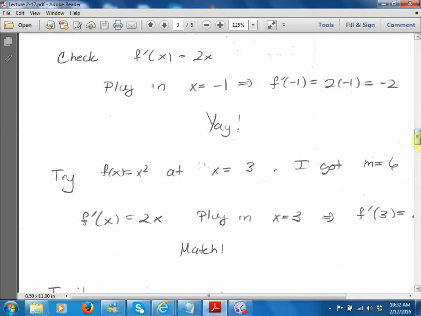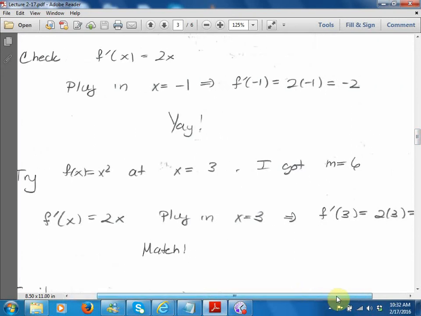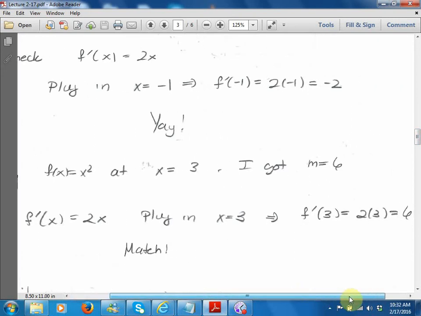What if I try it at x equals 3? That's the second thing I got. I got m equals 6. Plug in x equals 3 into here, I get m equals 6. Can't see it because I have to scroll over. I get 6. They match. So my formula validates for the points that I already did the long work on.